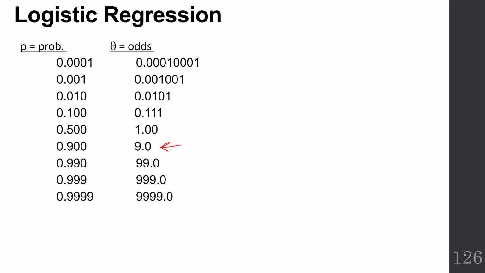Take the next set right here. If your success probability is 0.9, and theta equals P over 1 minus P, then your failure probability is 0.1, and 0.9 divided by 0.1 is 9. So the odds are 9. As you can see, as you get below a half in your success probability, the odds get very, very tiny. And as you get above a half, they get very, very big, very fast.